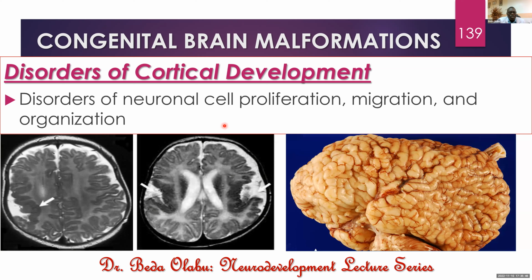Other than that, we may also have several tiny gyri. What we call polymicrogyri is what we are seeing on that image there. In polymicrogyri, there are numerous, excessive convolutions of the brain. Because of that, the cerebral cortex is also very irregular. So there are some regions which are thicker than others. It's an irregular thickening of the cerebral cortex.